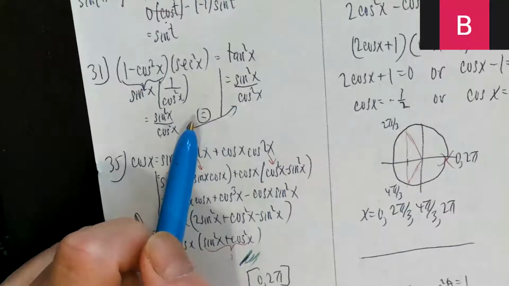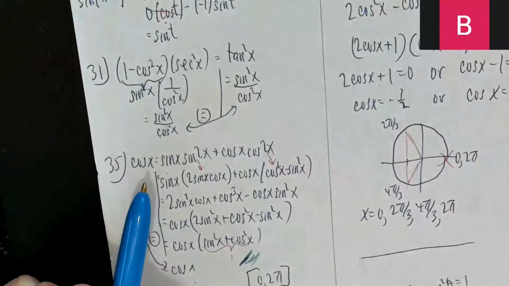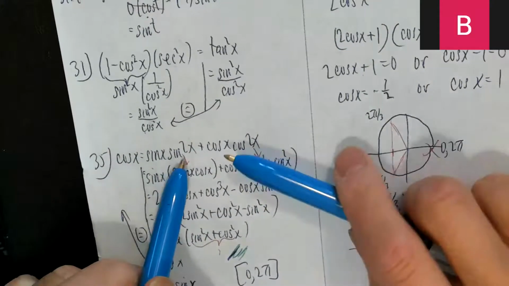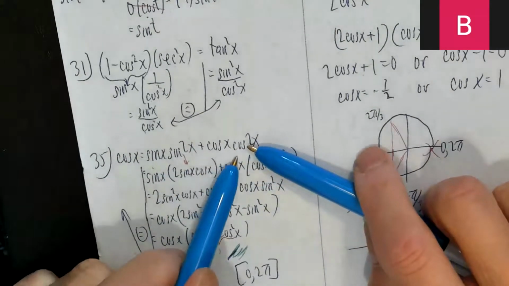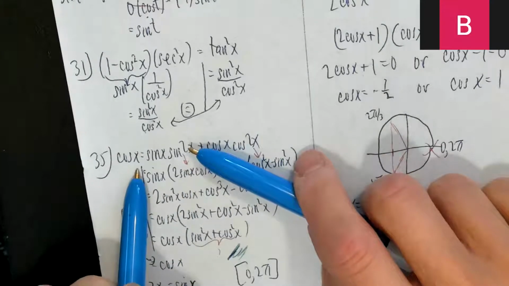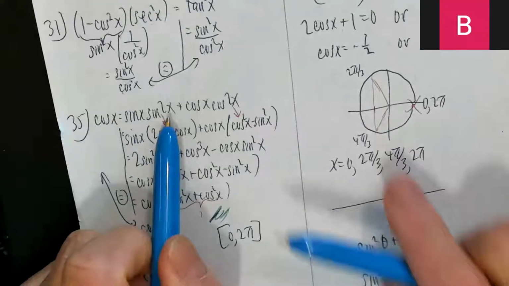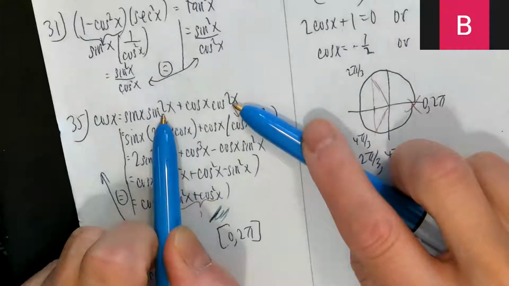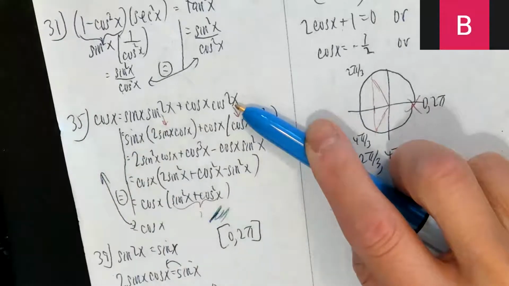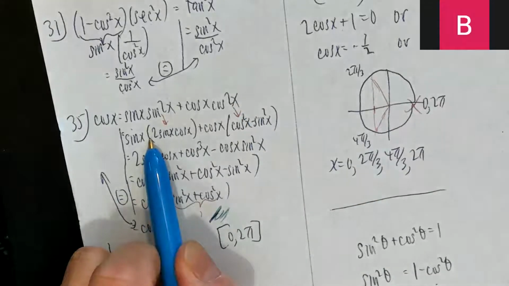And then problem 35. There's really nothing to do on the left-hand side, just cosine x. I'm only going to work on this side. There's nothing to do on this side. So here, the impenetrable barrier is like that, so to speak. I have a formula for this, and I have a formula for this, so we'll just write them out. Sine x times sine of 2x, by formula, is 2 sine x cosine x. Put those on your cheat sheet.